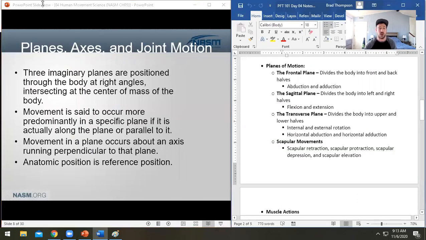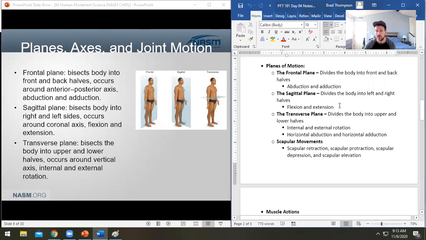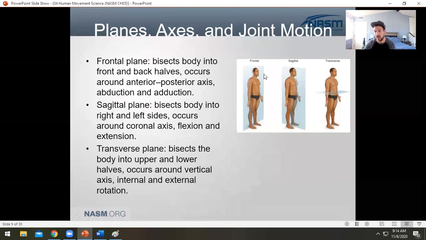The planes of motion are these three imaginary planes that are positioned at right angles on the body. They're all at right angles to each other, and they intersect at the very dead center of your body. Movement generally occurs in one plane at a time and moves in the direction of the plane, so it moves parallel to that plane. And again, all of this is from the anatomic position. So the frontal plane is dividing you into front and back halves. You can see that here. So there's the frontal plane.